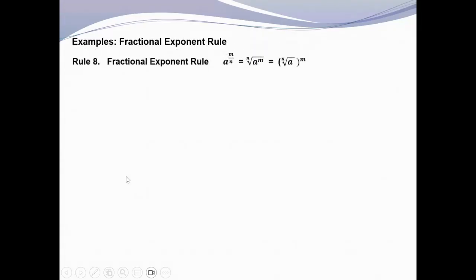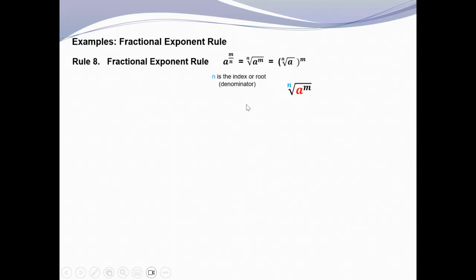Now comes rule number 8, the fraction exponent rule. If you have a base, my a is a base, raised to a power of a fraction, then we have to convert it from exponential into a radical. The n, which is the denominator of the fraction in the exponent, is called your index, like the nth root. A is the radicand, and the m will be the exponent on the a. Furthermore, this is easier to simplify: parentheses, the nth root of a, close parentheses, to the power of m.